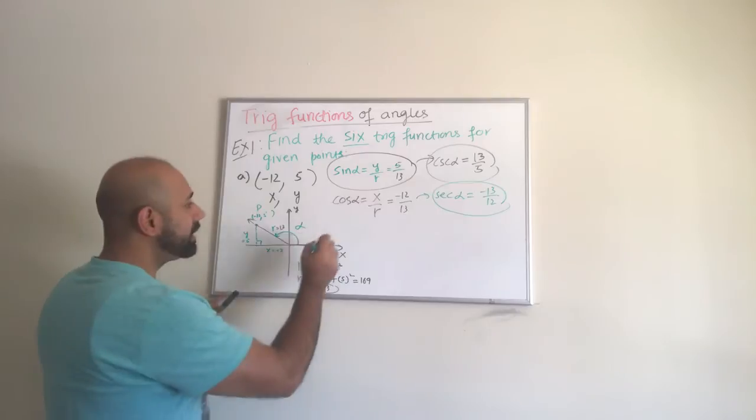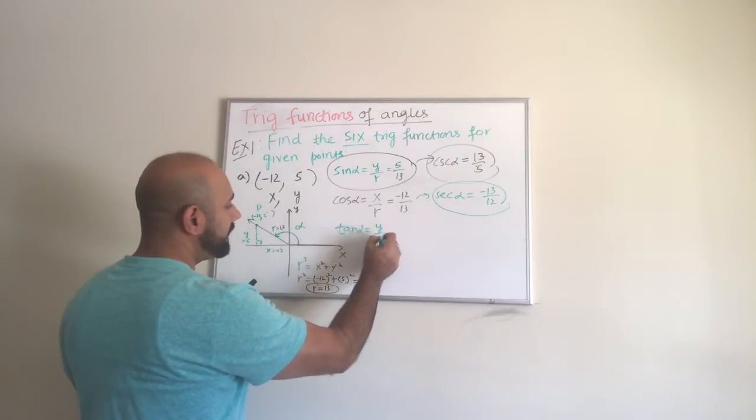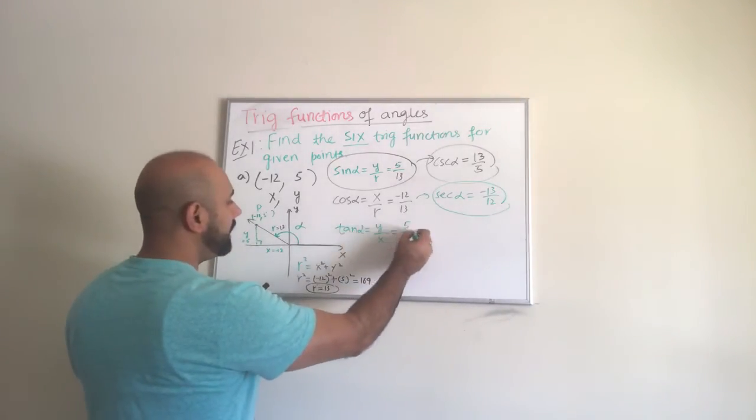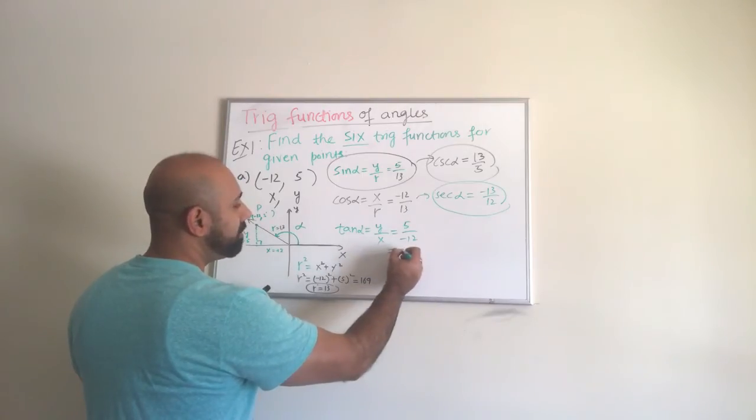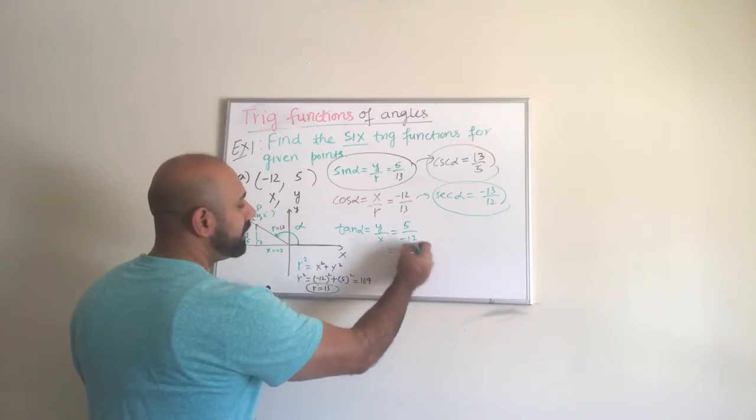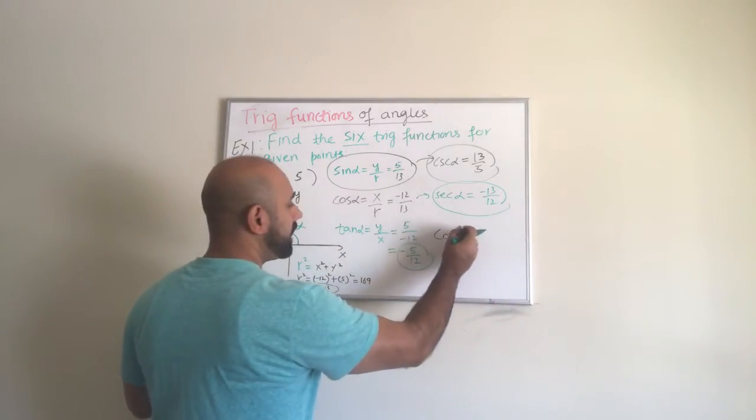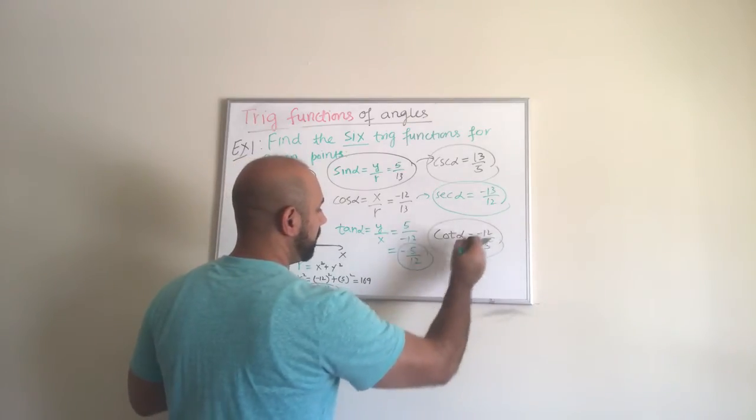Okay, then the third one is the tangent. The tangent is going to be y over x, right, or opposite over adjacent, and y is 5 and the adjacent, or x, is -12. We got to write it in a proper way, -5 over 12. This is the tangent, and we can also write the cotangent. So guys, the cotangent of alpha will be -12 over 5, which is the reciprocal of the tangent.